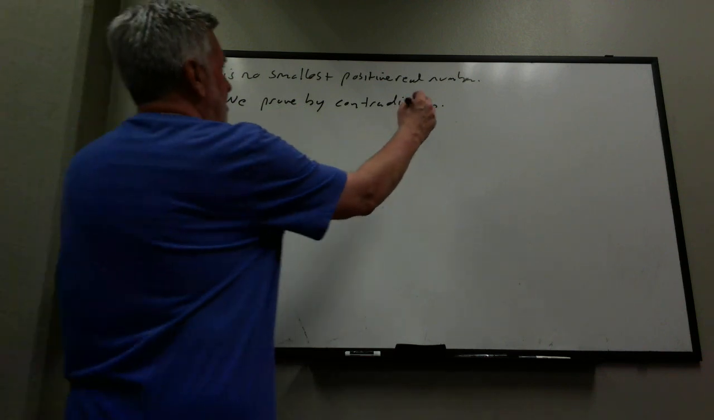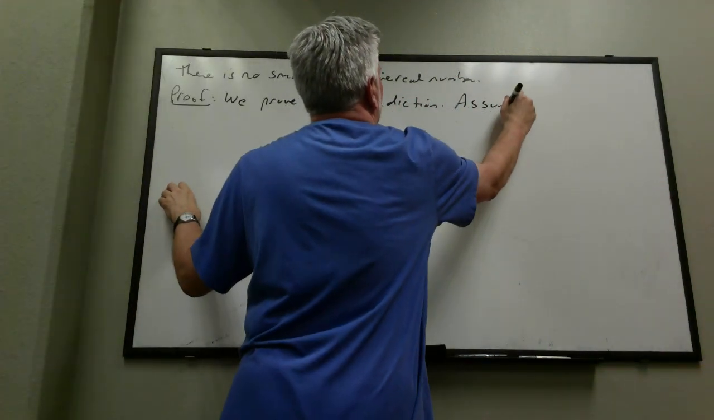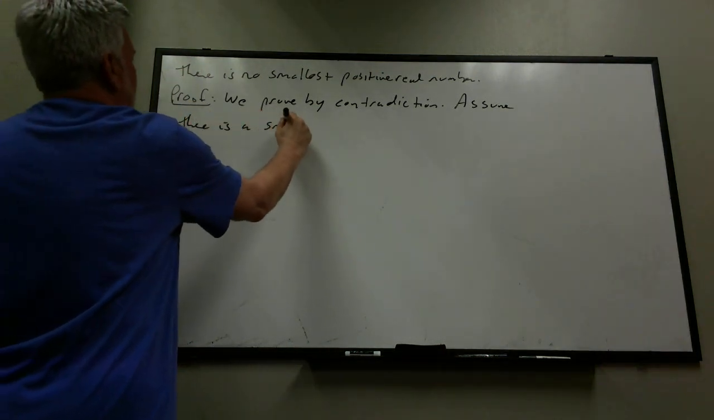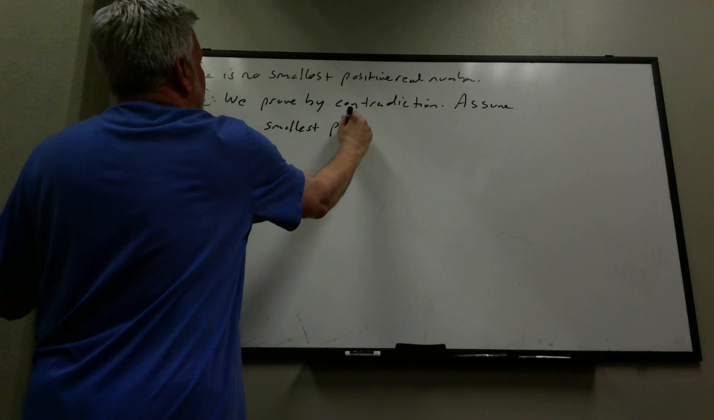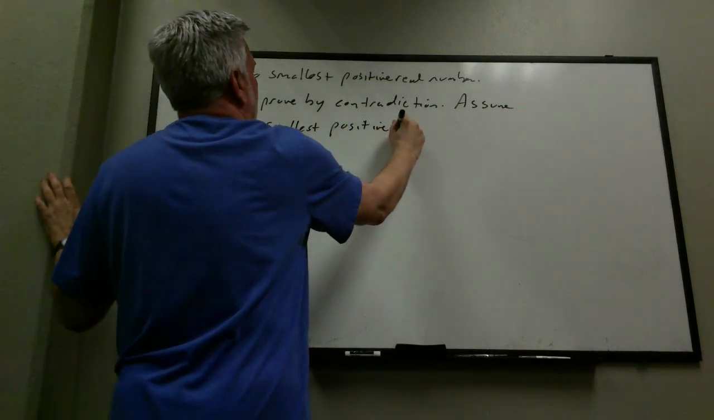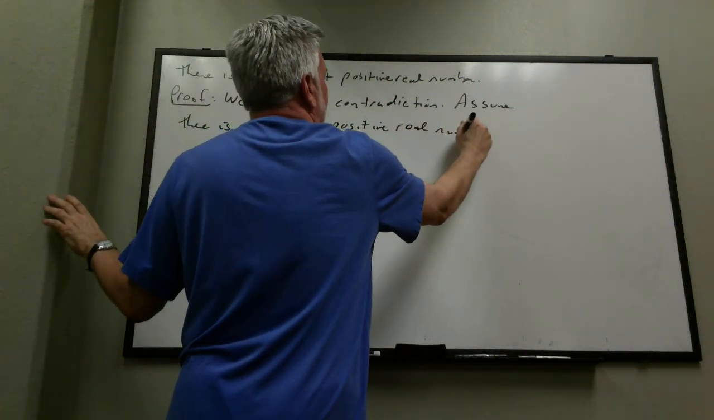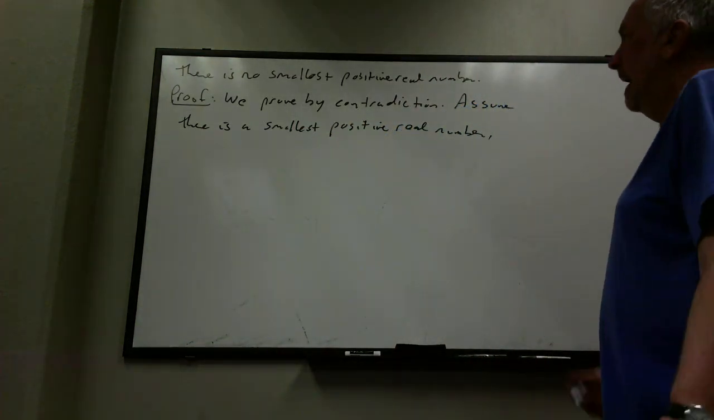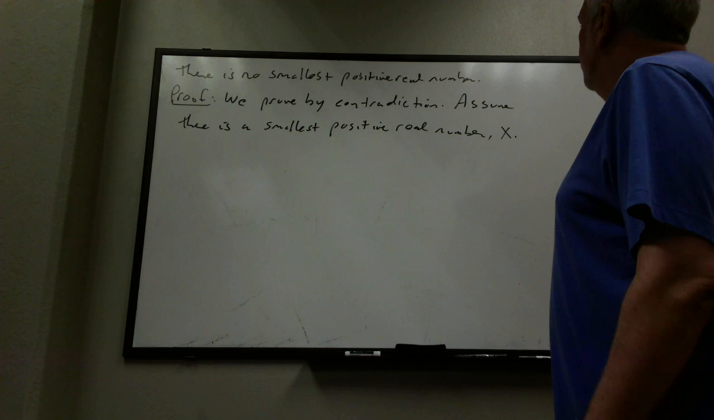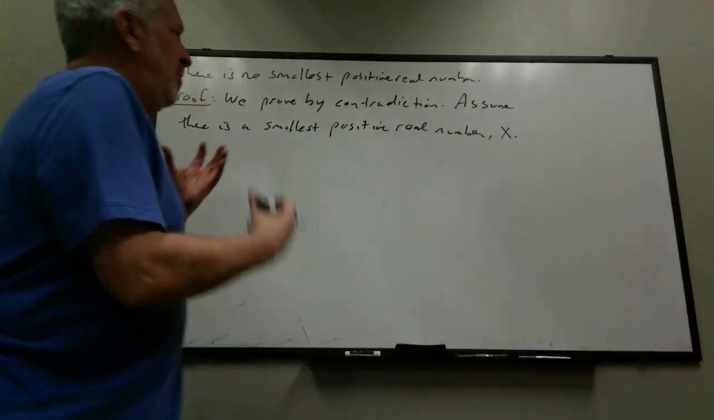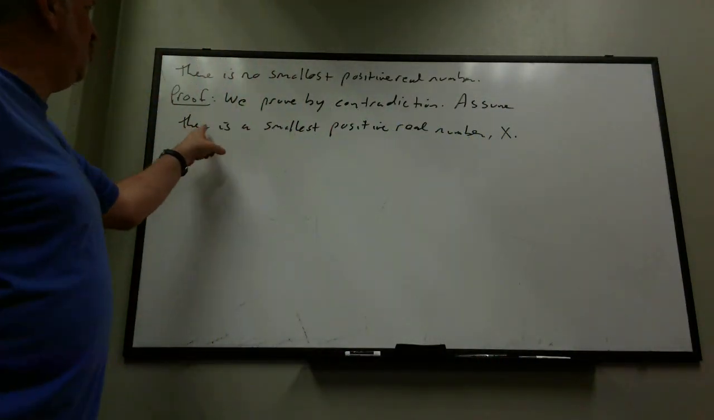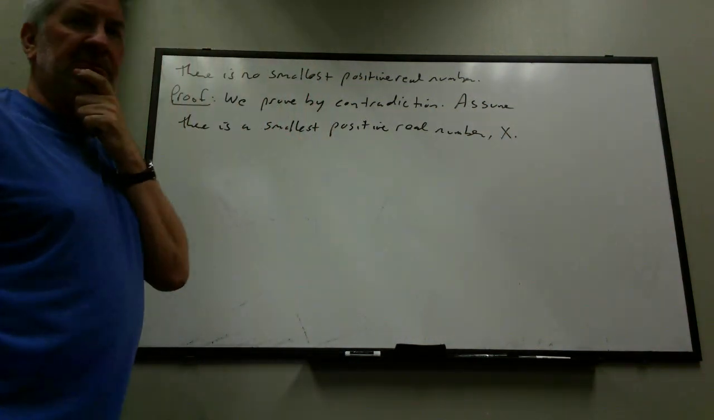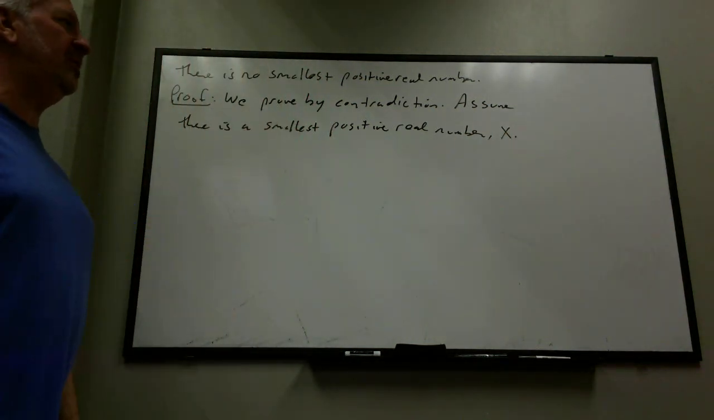So we're going to assume the negation here. So there is no smallest positive real number. The negation would be: assume there is a smallest positive real number, and let's call it X. Okay. See, now we actually have our hands on something. We assume there is a smallest positive real number, and we're calling it X. Okay, so X is the smallest positive real number.